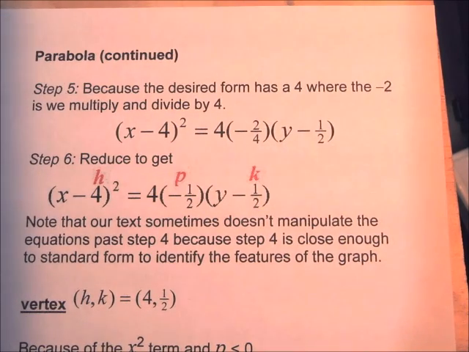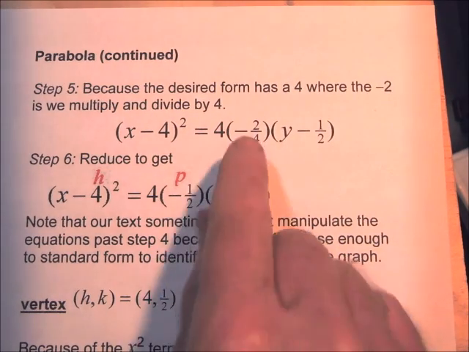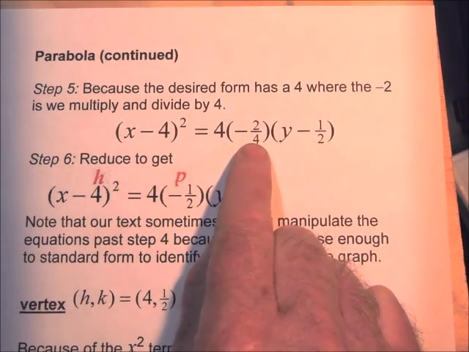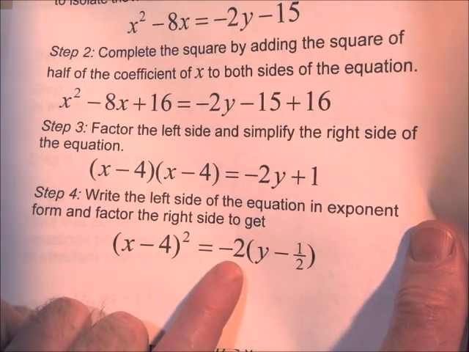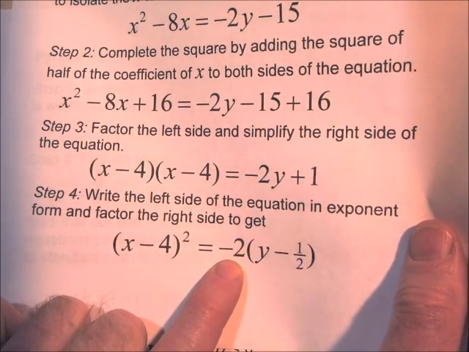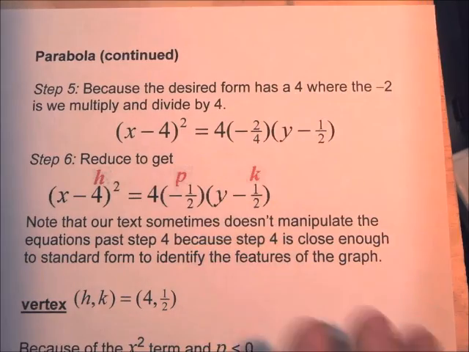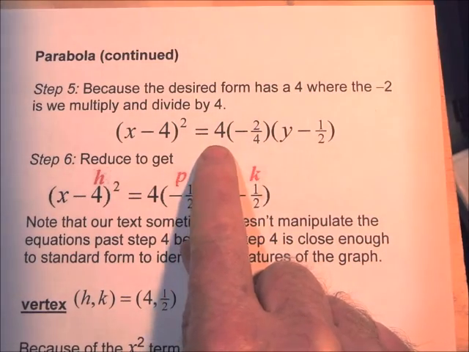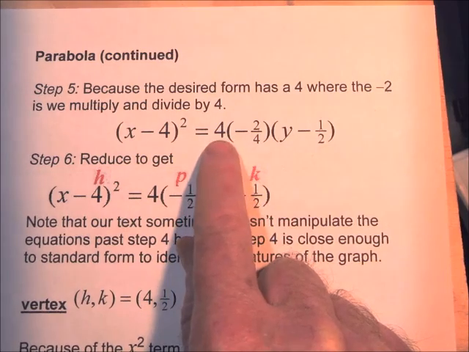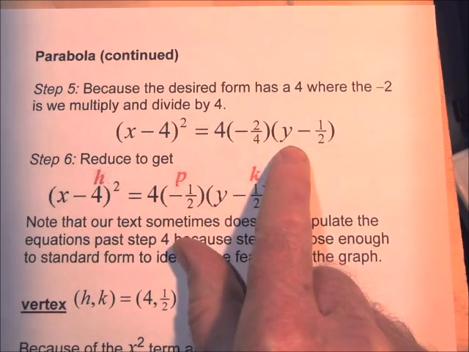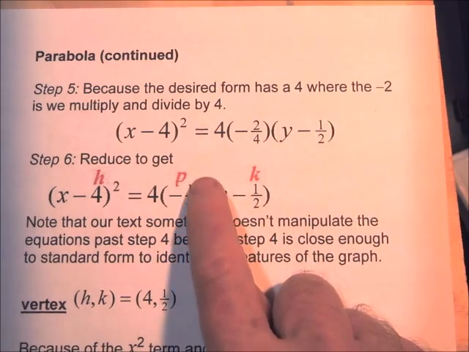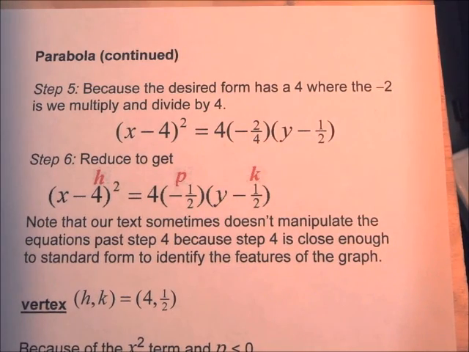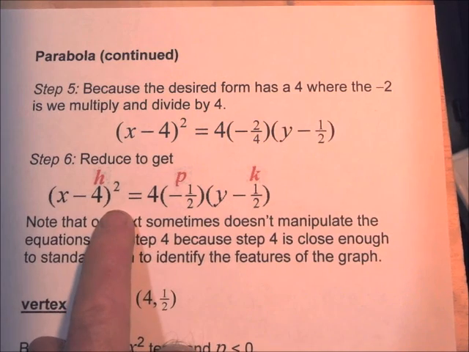So we want to get the right side in the form of 4 times p. Right now we have just negative 2 in front of the parentheses, but we want to write that as 4 times p. So what we want to do is multiply by 4 and divide by 4 in order to get in that form. So we'll have 4 times negative 2 fourths times the quantity y minus a half. And then negative 2 fourths reduces to negative 1 half. And that tells us what p is. And now we can identify the features.